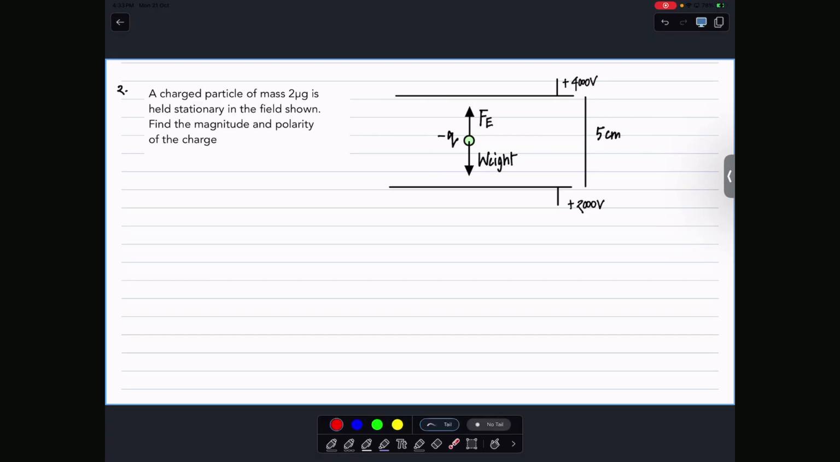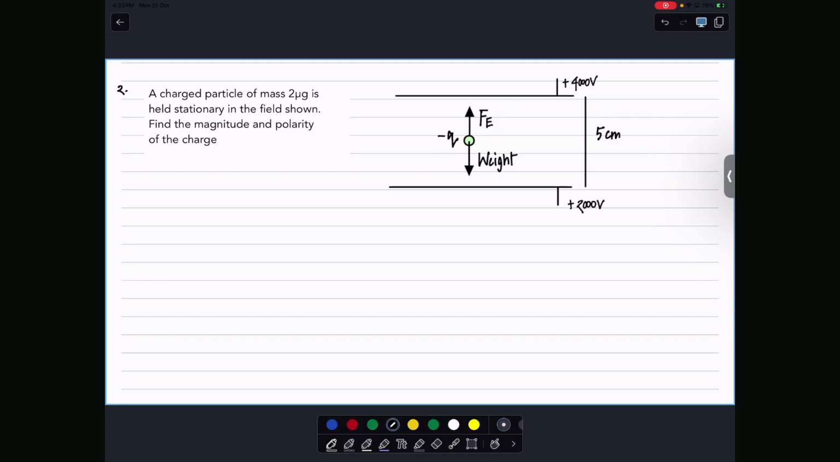Because if it was a positive charge, would it go towards the more positive or towards the less positive? If it's a positive charge, it goes towards the less positive, right? But I have to make sure my particle goes upwards, and that can only happen if it's a negative charge. Now the question is, what is this force?